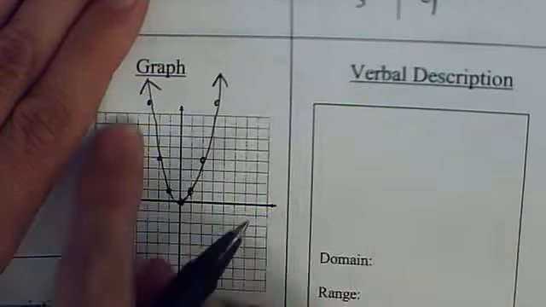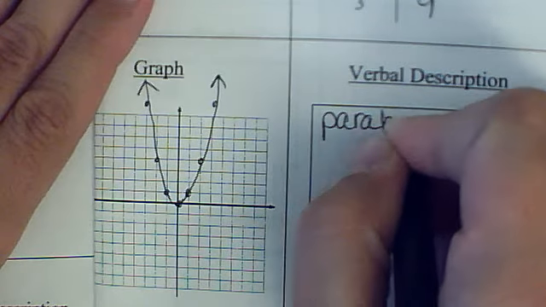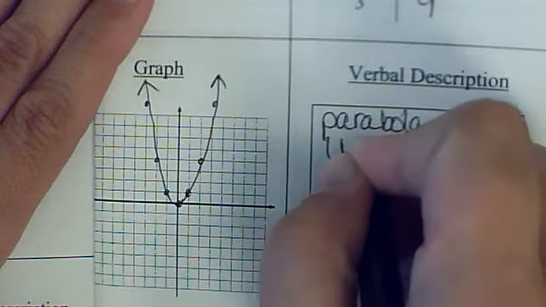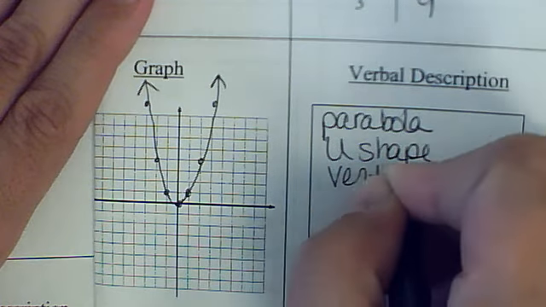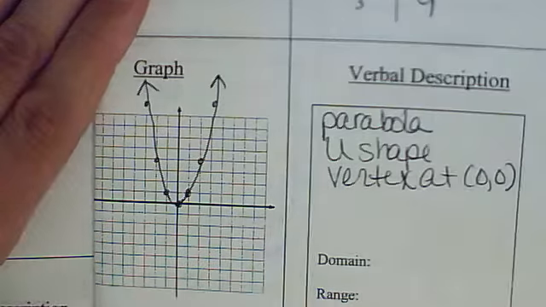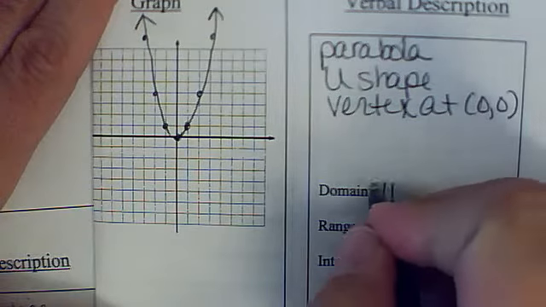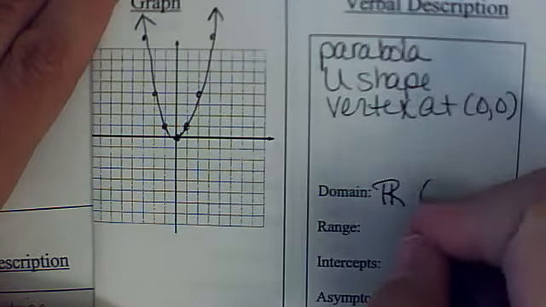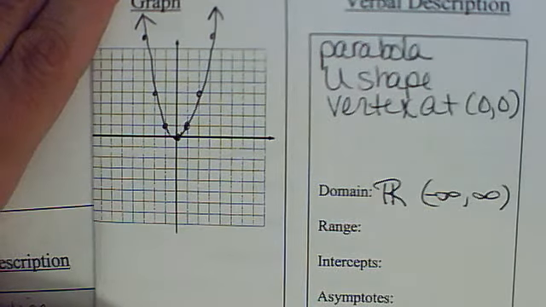That shape is called a parabola. It is a U shape. Has a vertex at 0, 0. For domain, domain is the x's. The x's can be anything, so all reals, or negative infinity to positive infinity.